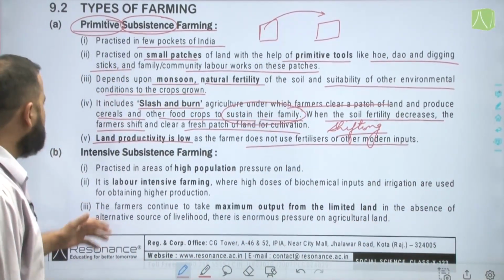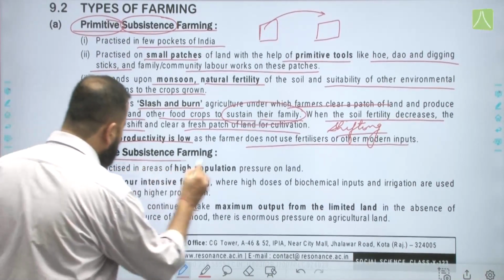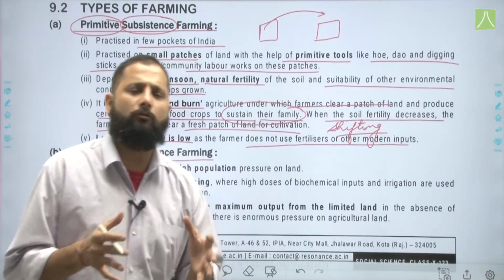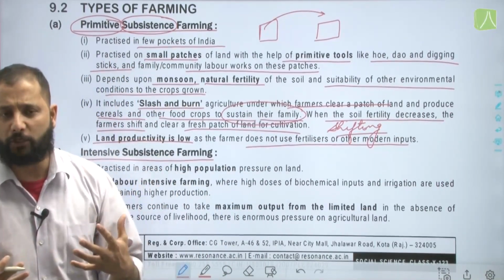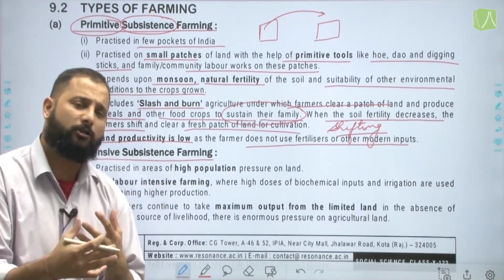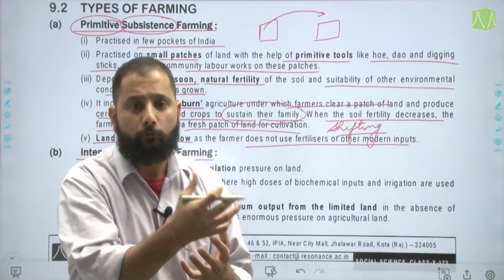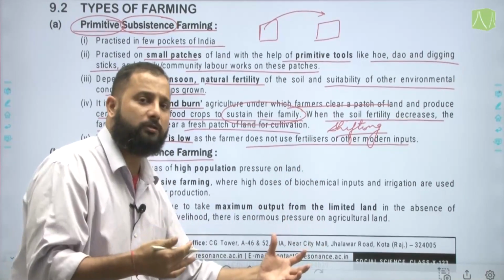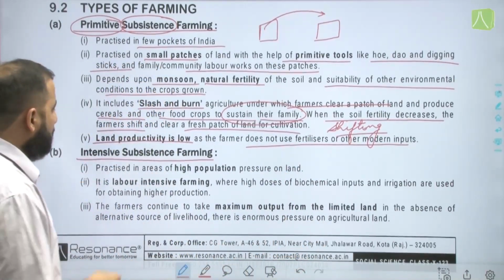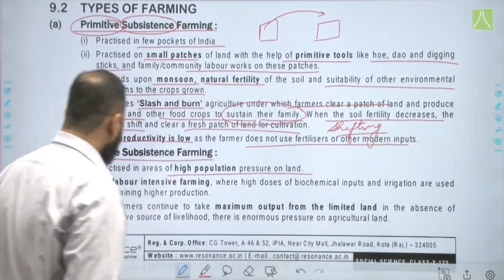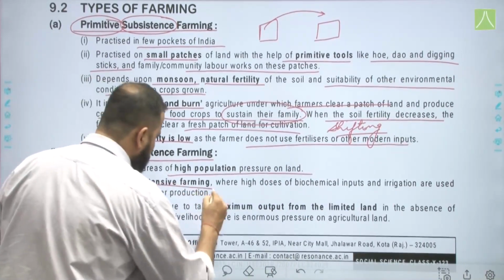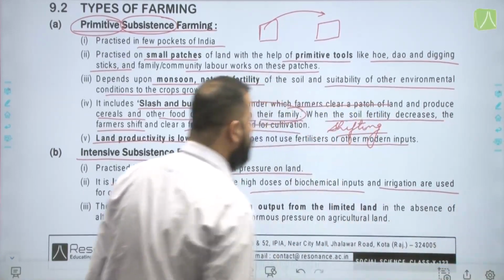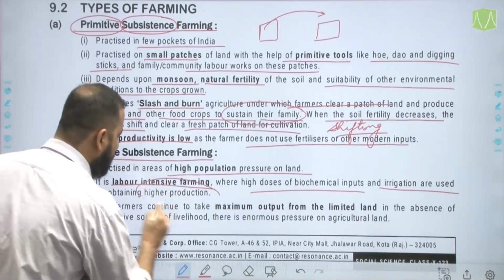All right, now this brings us to intensive subsistence farming. Here, intensive means there is too much pressure on the land because of the population. There is so much pressure that from the available land you have to extract the maximum. Therefore, some doses of modern inputs are used here. It is practiced in areas of high population pressure on land. It is labor-intensive farming where high doses of biochemical inputs and irrigation are used to obtain higher production.